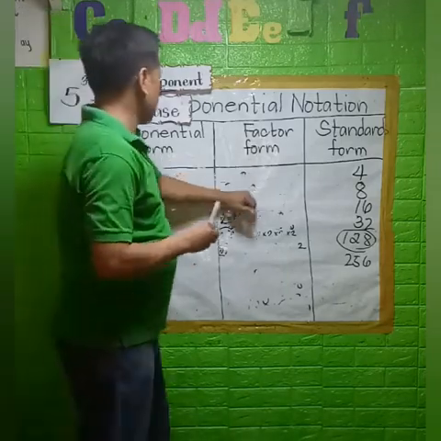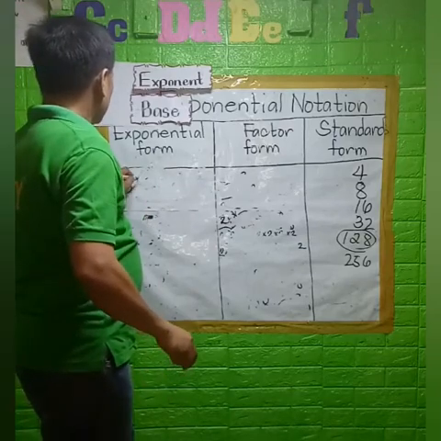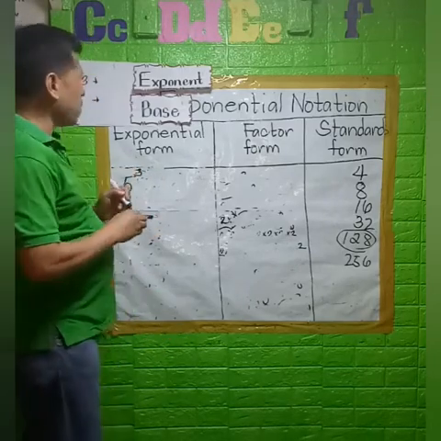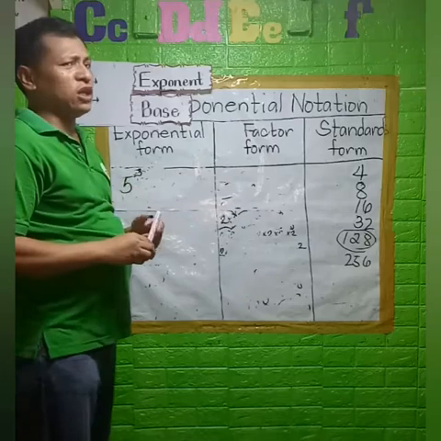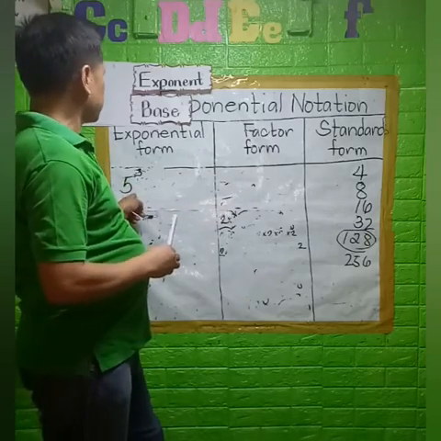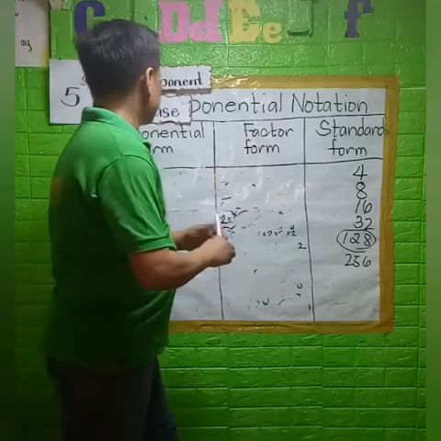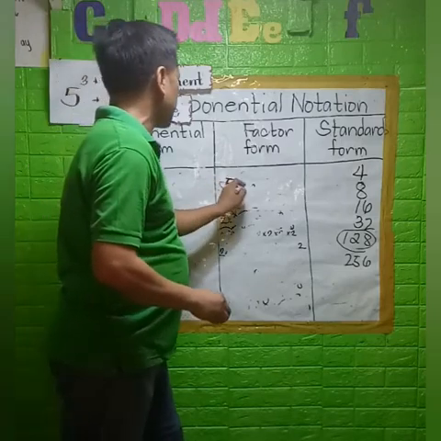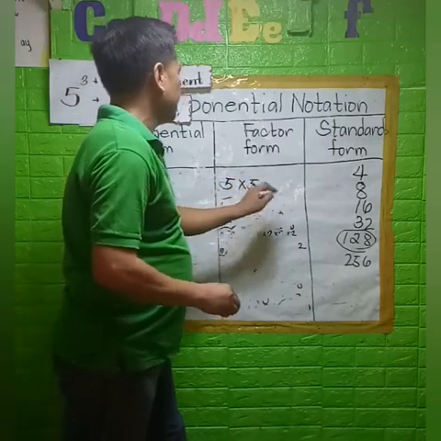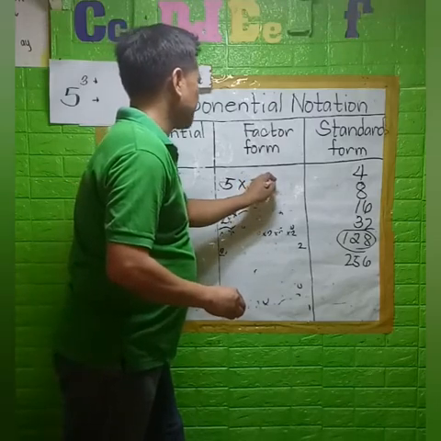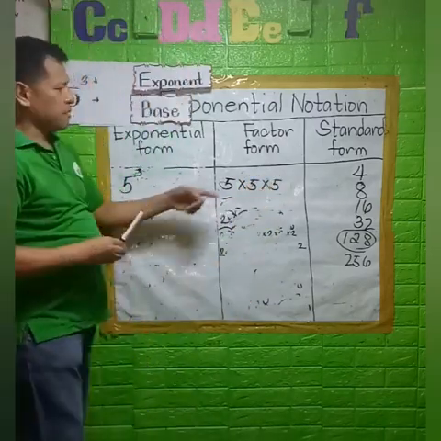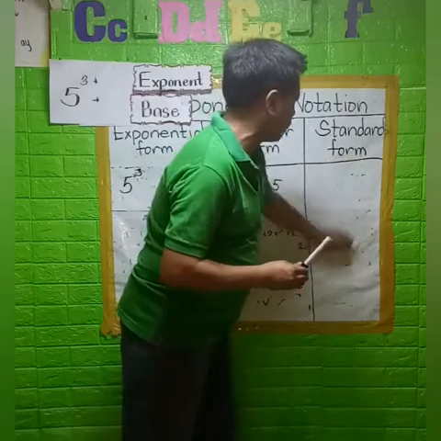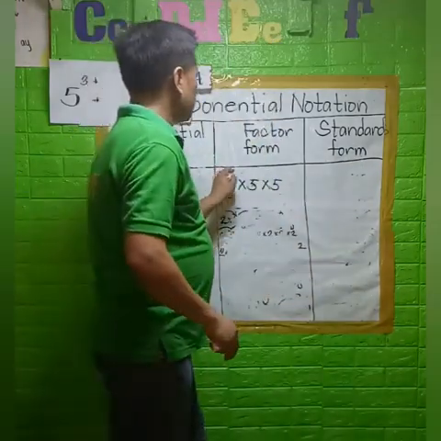So if we are going to write 5 to the power of 3 or 5 cubed, then how are we going to write the expanded notation of this equation or exponential form? We simply write 5, which is the base. Then how many times are we going to multiply it? We are going to multiply it by itself 3 times. So that's it. So how are we going to get the product or the standard form of it? Simply, you're just going to multiply it.